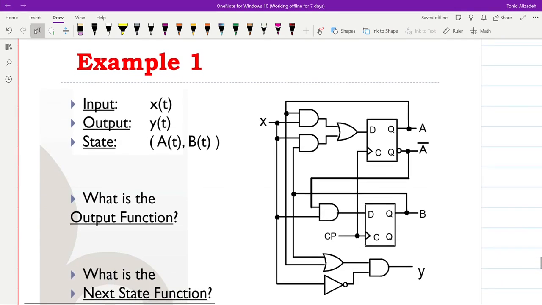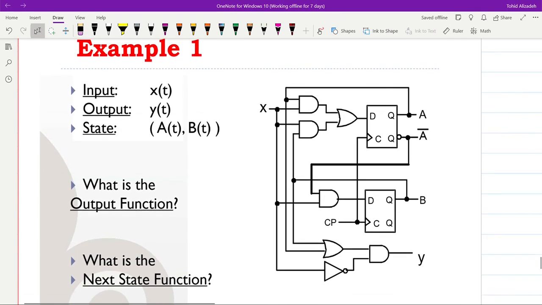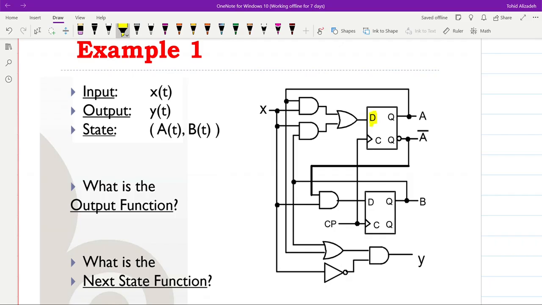Here the block diagram for the sequential circuit is given. We have two D-type flip-flops, and there are a given number of gates: AND gates, OR gates, and an inverter. We have one output Y, one input X, and two state variables A and B, which are the outputs from the D flip-flops. So the input is X, the output is Y, and the state variables are A and B. They are not states themselves, so let me correct it here: state variables.